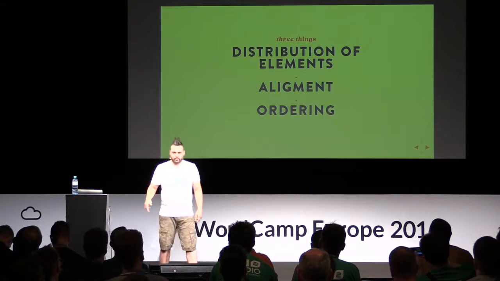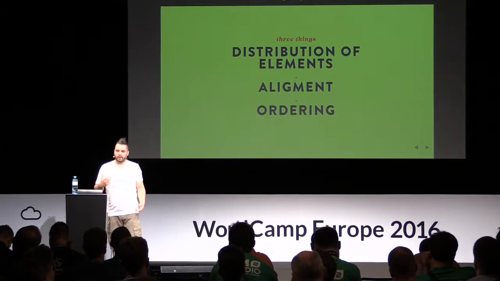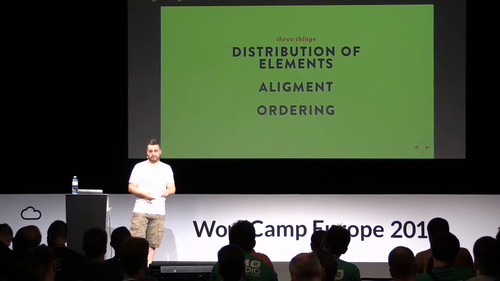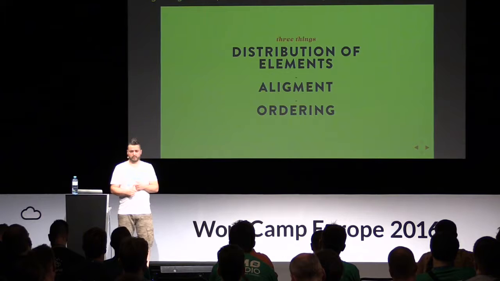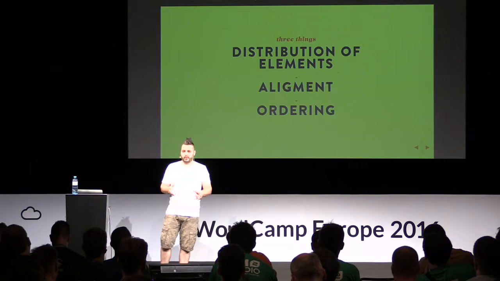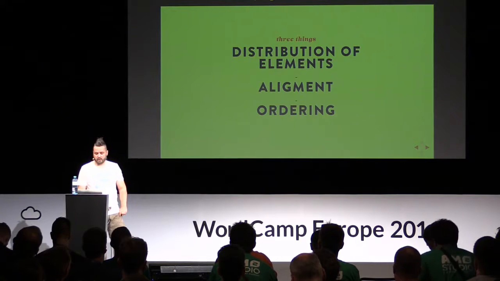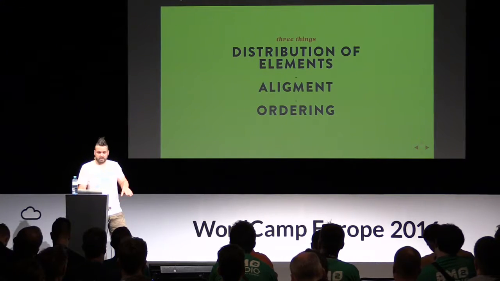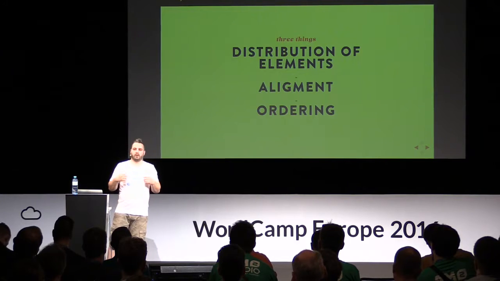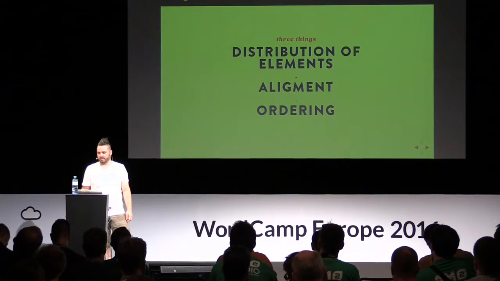We're going to be looking at three main things regarding Flexbox, and it's the three basic things that Flexbox does very well. It's distribution of elements, alignment of elements, and the ordering of elements. And with elements, I mean divs and stuff like that, obviously. It does all these three things with a special nod towards responsive design. So it was really built for the responsive web.